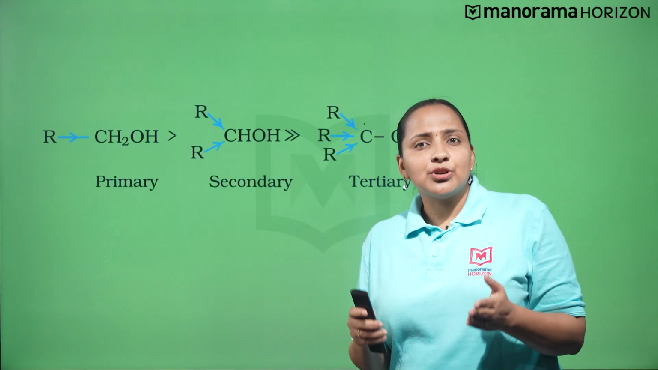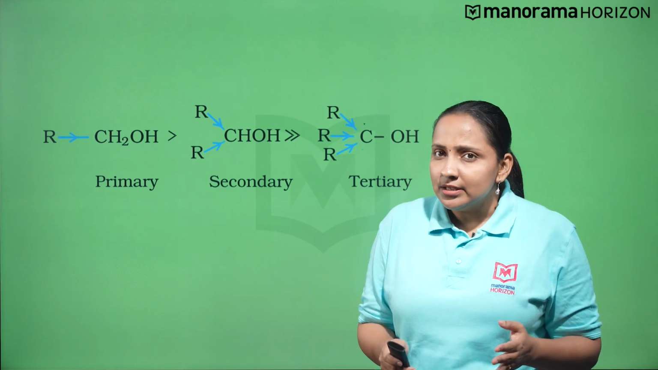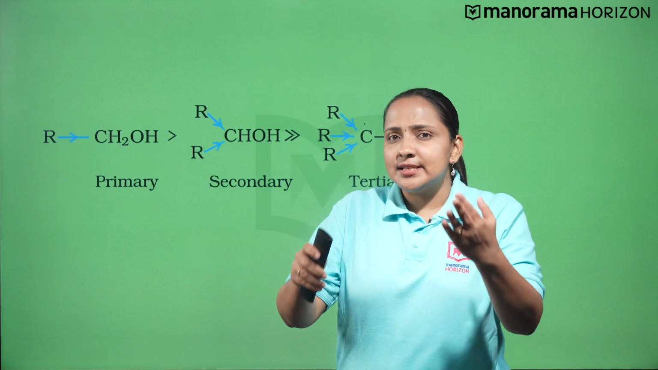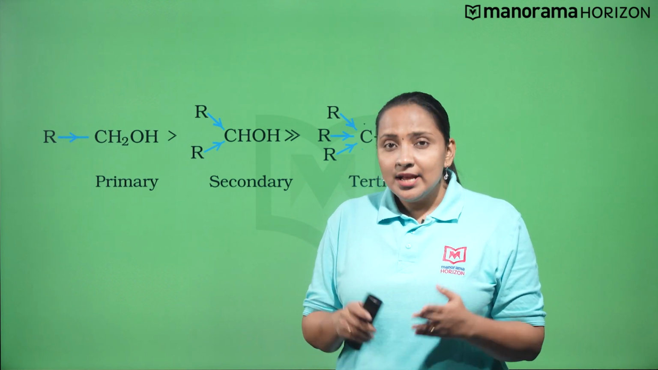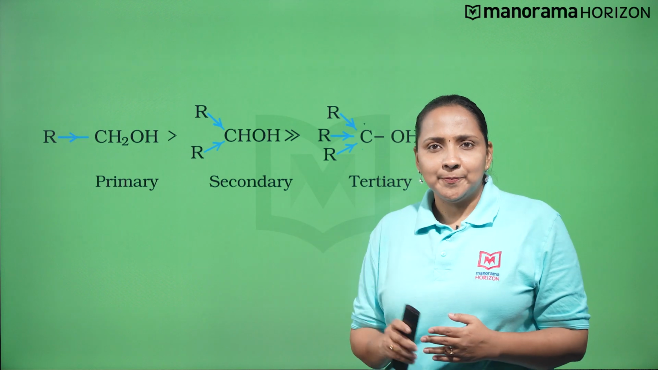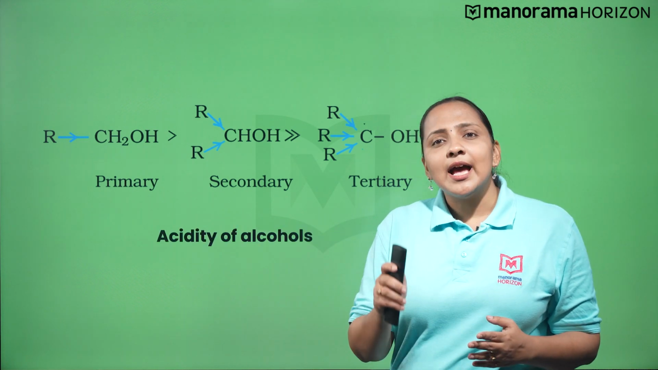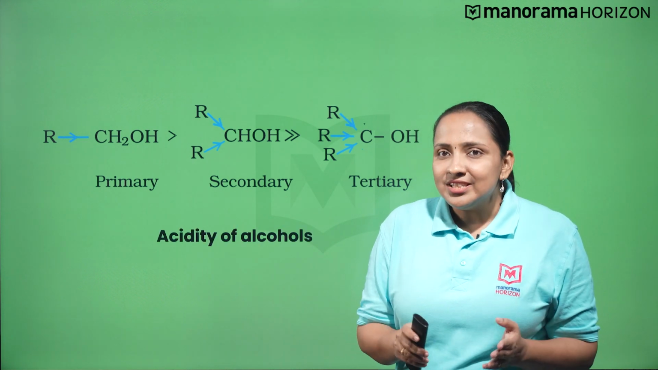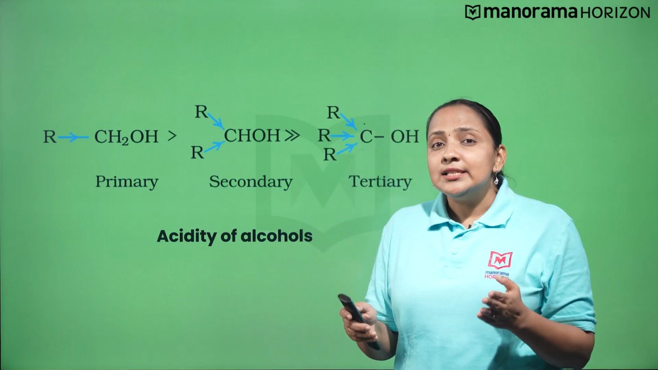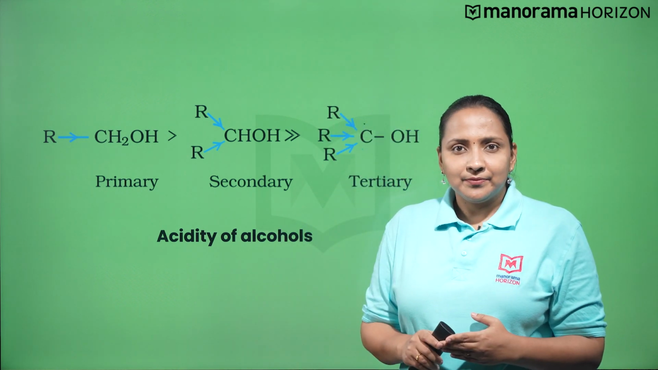If you see the structures of alcohol, here the electron releasing group, that is the alkyl group, increases electron density on oxygen, tending to decrease the polarity of the OH bond. This decreases the acid strength. For this reason, the acid strength of alcohols decreases in the given order.